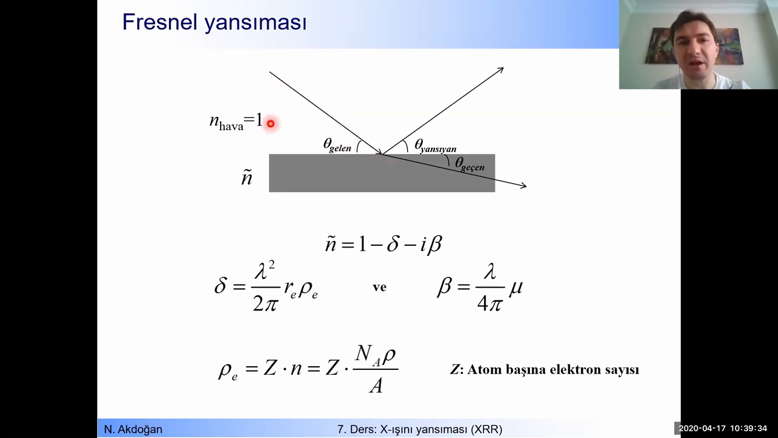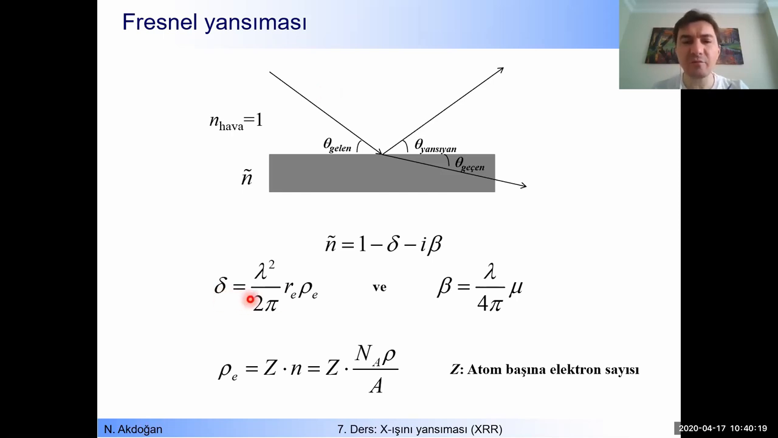X-rays are coming from the air with a certain incident angle, and then they are reflected with a certain angle. The incident angle and reflection angle are equal to each other for specular reflection. And this is the transmitted X-ray beam, and this is the transmission angle. In some books and papers, you can see such a representation of the angles. Here we have the surface normal, and the incident, reflection and transmission angles can also be shown as the angle between the X-ray beam and the surface normal. It doesn't matter, you can use both representations.